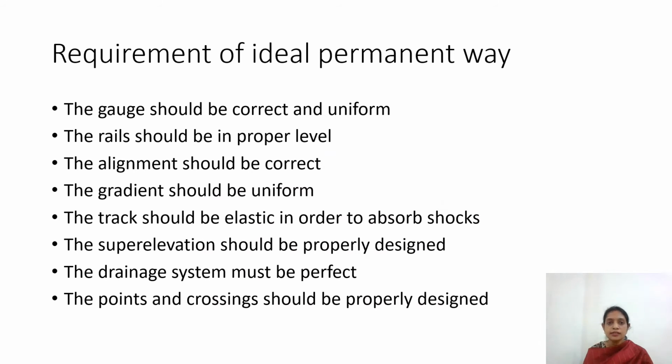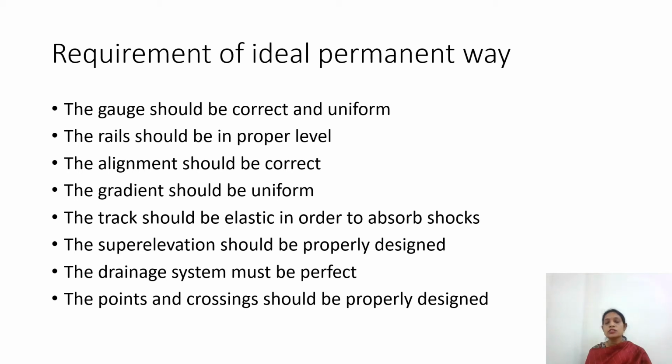So the next slide is for the requirements of an ideal permanent way. What are the requirements to construct an ideal permanent way? What do we have to take care of? The first is the gauge should be correct and uniform. Gauge means the inner to inner distance between the two rails.